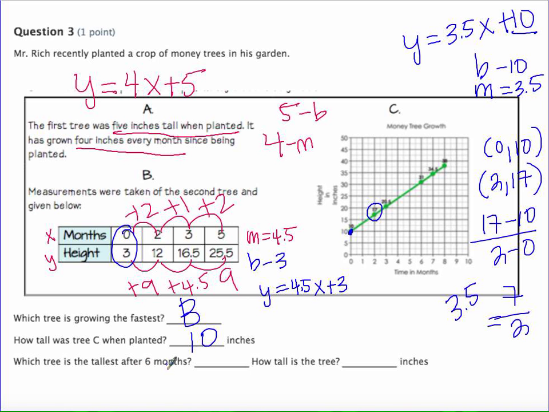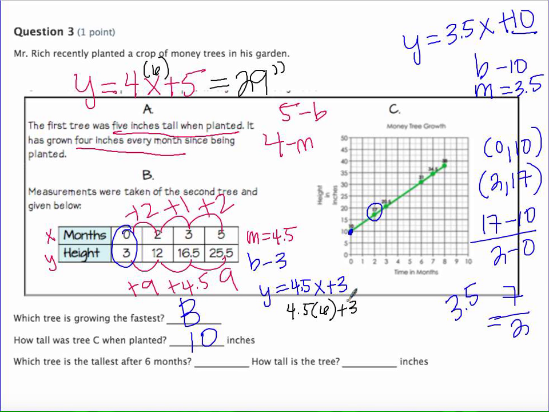Which tree is the tallest after 6 months? So using these equations, I'm going to plug in 6 for x for all of them. So I've got here 4 times 6 plus 5. So that's 24 plus 5. So 29 inches after 6 months. Tree B, I've got 4.5 times 6 plus 3.